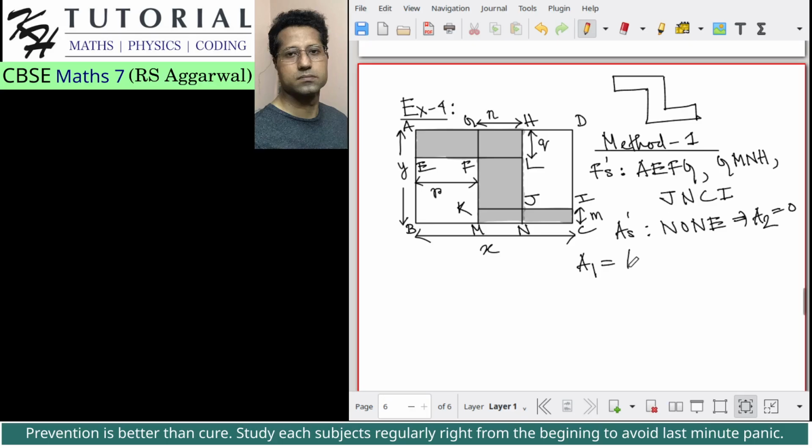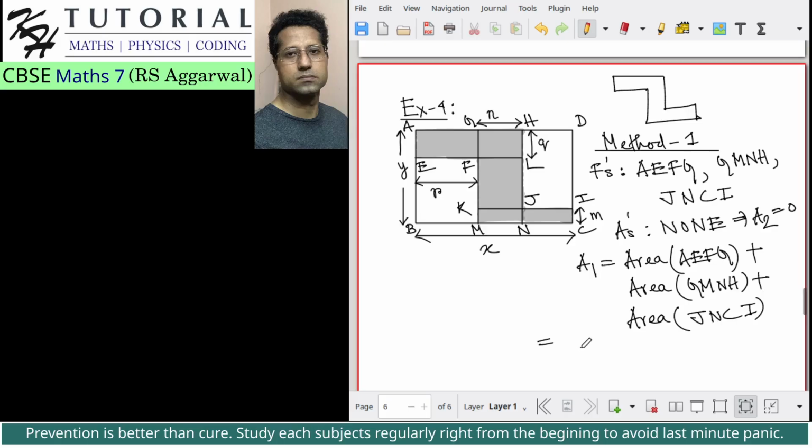So this will be area of AEFG plus area of GMNH plus area of JNCI, and this is equal to, what is area of AEFG? The rectangle AEFG is AE multiplied by EF. What is AE? AE is Q. And what is EF? EF is R. Okay.